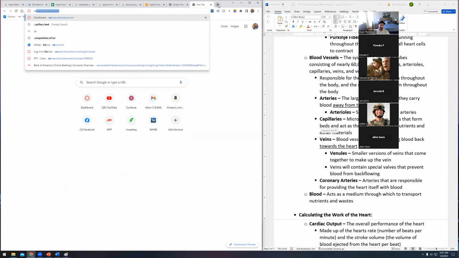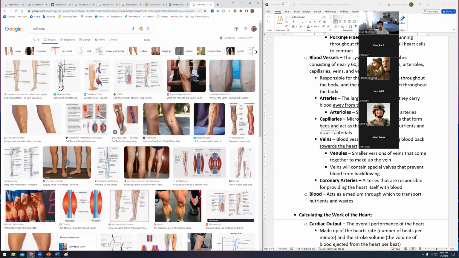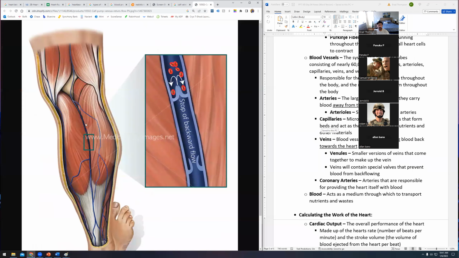If you actually look at your calf muscles, you have veins directly situated between the two sides of your gastrocnemius muscle, right? There we go. So you've got two sides of the gastrocnemius. That's your calf muscle, right? And there's a vein that goes straight up through the center. And so veins have a little bit of these valves to make it easier for blood to get all the way back to the heart, and they're situated between muscles. So when your muscles squeeze, it actually pumps the blood in the direction that we want it to go.